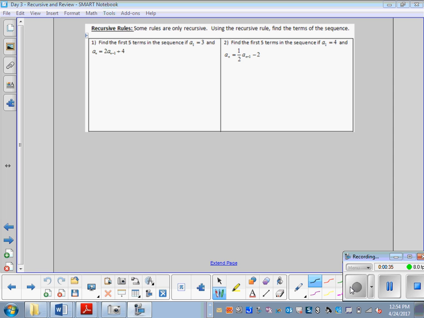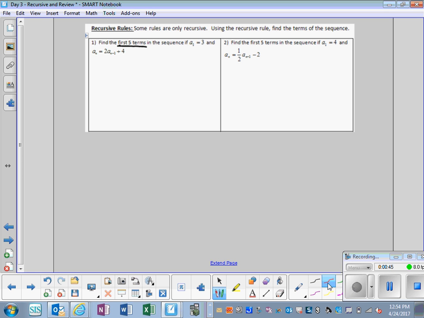So, for number one, first of all, they say first find the first 5 terms, right? The first 5 terms means n equals 5. You have 5 of them. They're always going to give you the number to start with, your a sub 1. So a sub 1, and then we have the 2, the 3, the 4, and the 5. Do you agree?